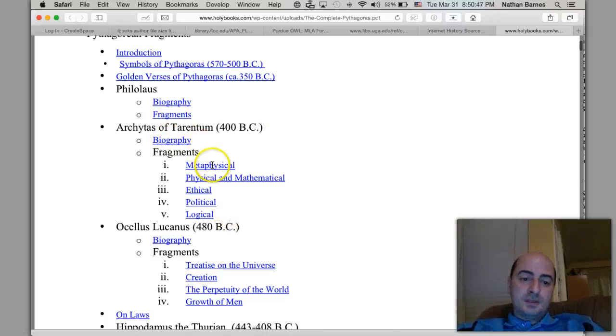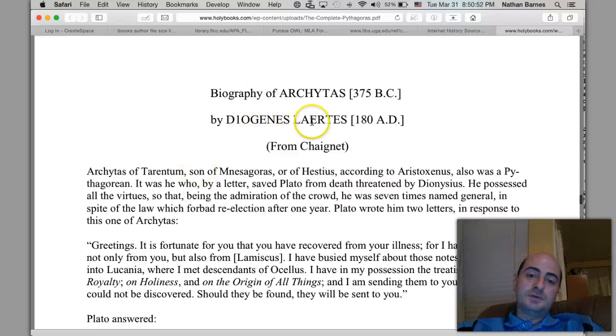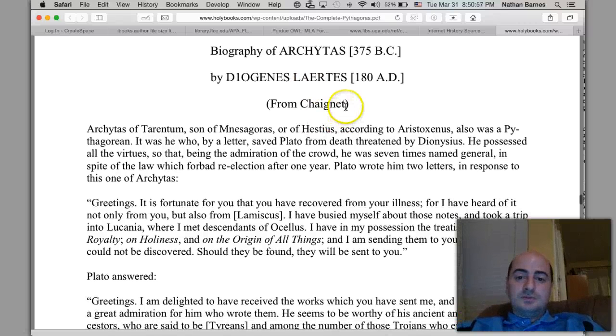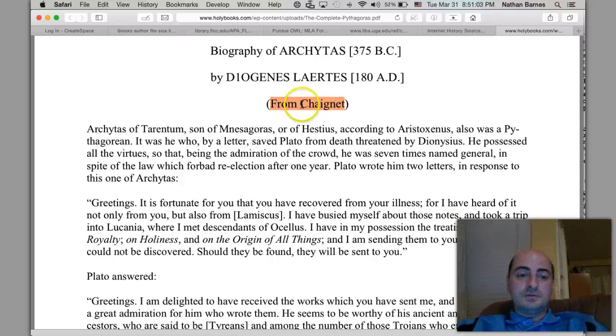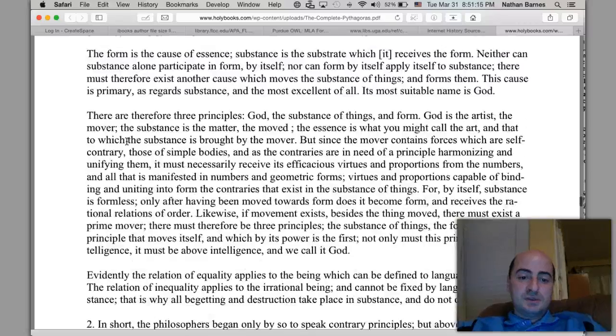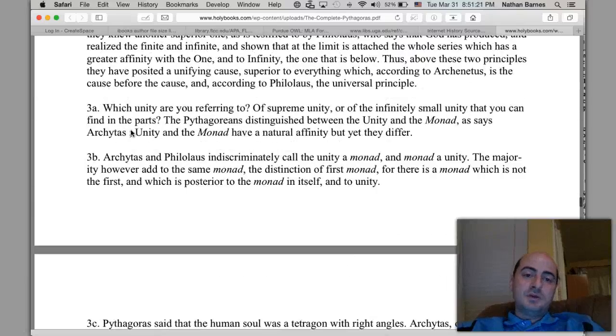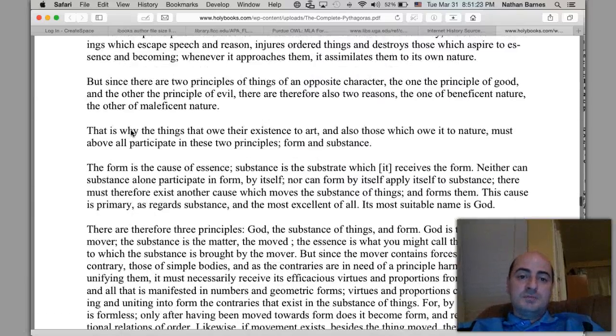So you click on it. First they give you a brief biography, and they just posted it from, I call him DL, Diogenes Laertius. And they say immediately from Cagnet, who looks like a French translator. And then you have down below that the section, and then they have the citation directly underneath it. This is from Stobaeus and the translation. So he's not really telling you all that much because he has a pretty long introduction to this book. But that's how they do it.